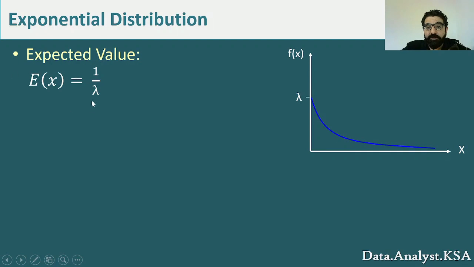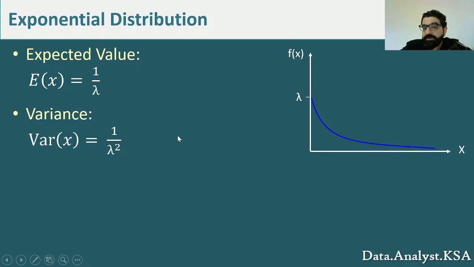The expected value, if I just take a sample, my expectation for this sample is 1 over lambda. So if I just take a random point in my sample, the expected value is that it will be 1 over lambda. The variance is 1 over lambda squared. So if you want to know how your actual measurement varies from the expected value, it's around 1 over lambda squared.